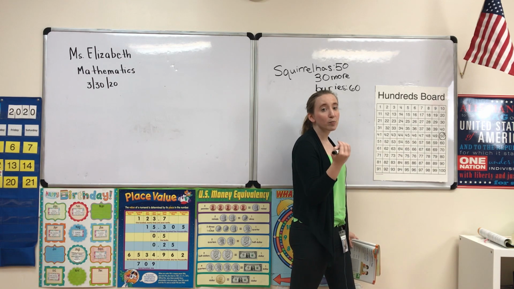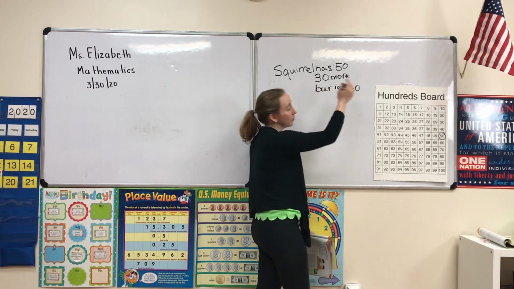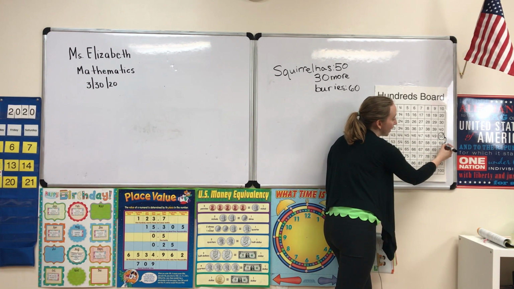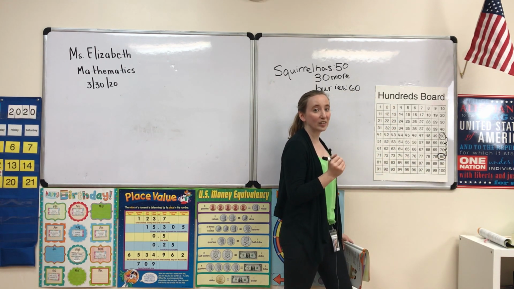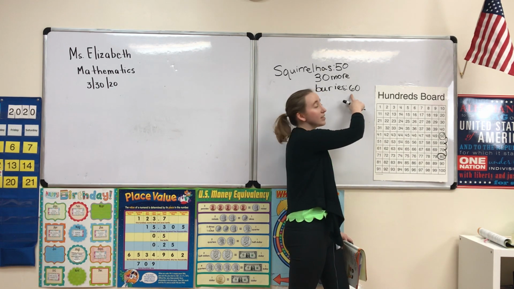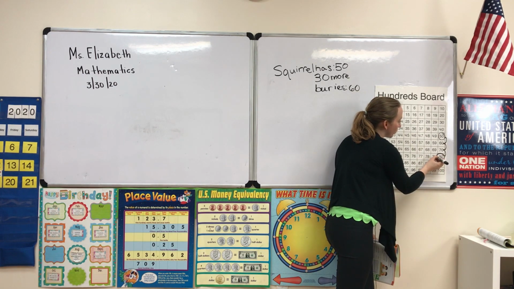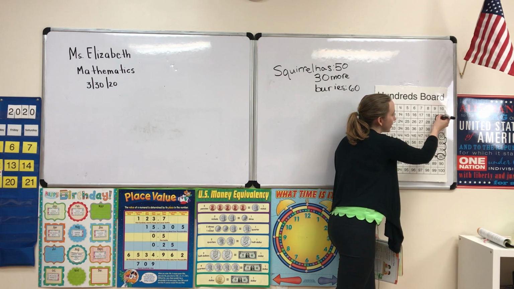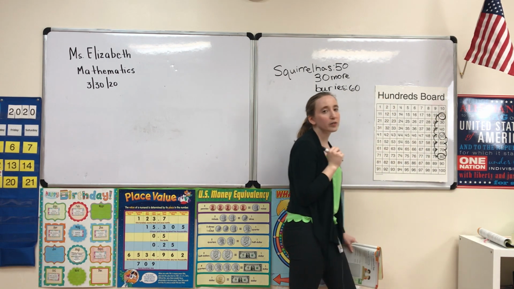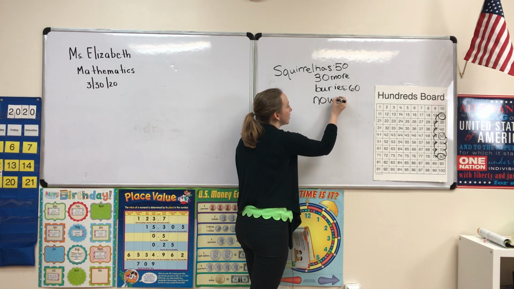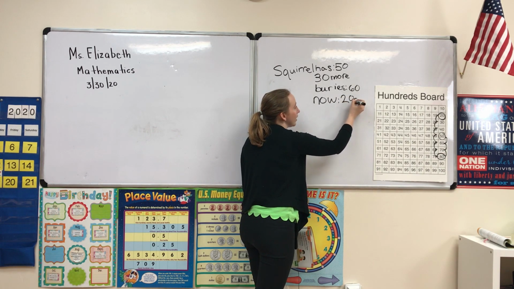Now we have to add by tens 30 more. So we do 50. Now we're going to add 10, 20, 30. We stop at 80. So we just added 30. Now we're going to subtract the 60. So we're going to go 10, 20, 30, 40, 50, 60. And circle your final answer. So now the squirrel has 20 acorns.